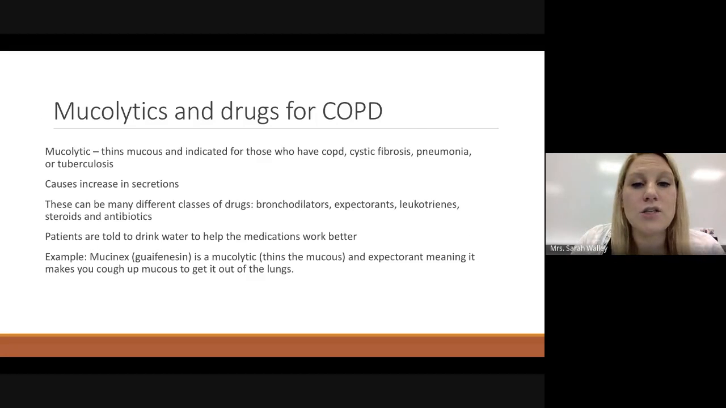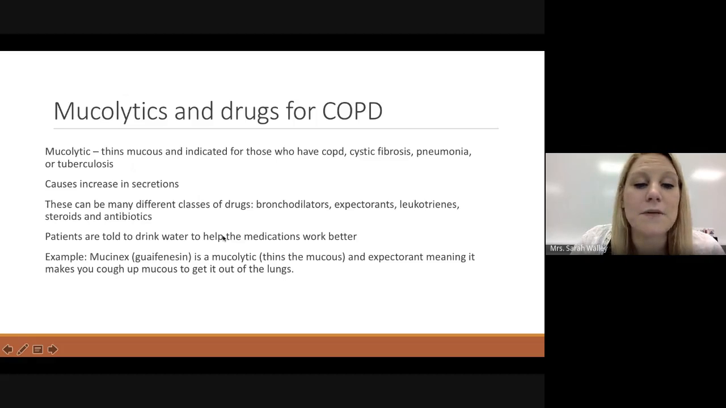All right, mucolytics and drugs for COPD. So mucolytics thin mucus and are indicated for those who have COPD, cystic fibrosis, pneumonia, or tuberculosis. All of these could be considered COPD, like cystic fibrosis, I think, is one of those that is called a COPD disease. And mucolytics cause an increase in secretions, but a lot of times they'll thin those secretions to kind of get them out of your body.